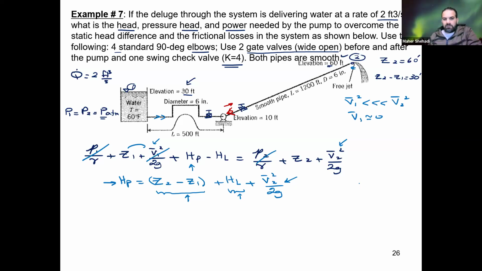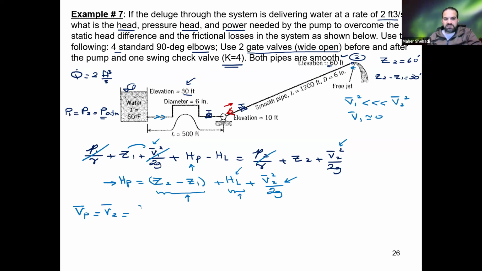Okay? We have the first one, Z2 minus Z1. It's given, so that's the easiest one. Before we start working on the head loss, we always need to start with the velocity, because we need to determine what type of flow it is. Is it laminar or turbulent? So let's go ahead and find the velocity in the pipe, which would be equal to V2 as well.